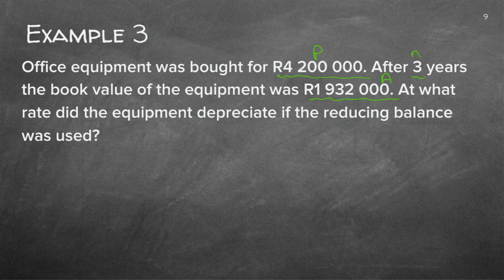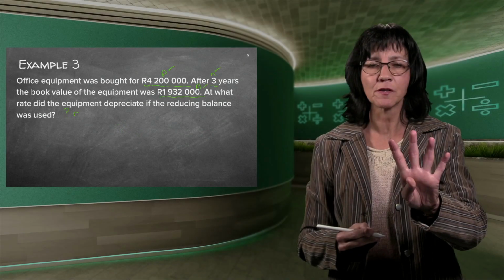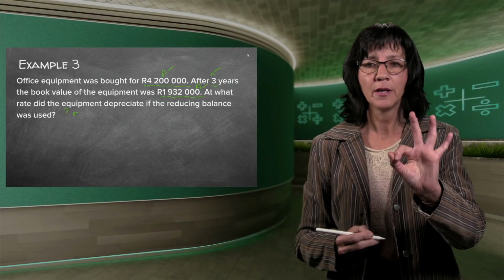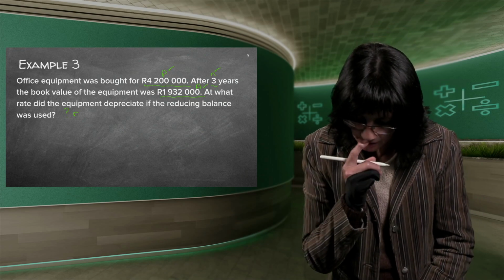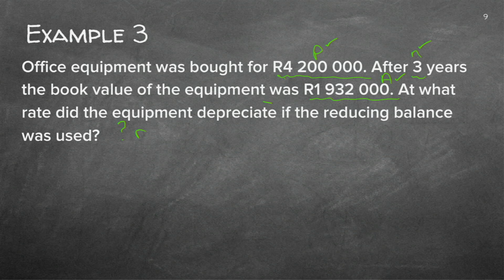At what rate? So what are they asking? At what rate? So let's see if I've got my three things. There's my three things. Why do I need three? Because my formula consists of 4. R will be the unknown, and the other 3 will be the given. Now, let's just see. Depreciate.